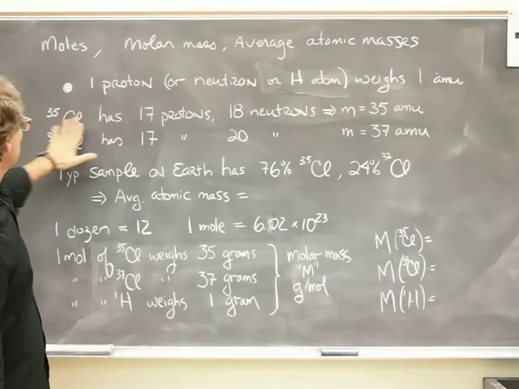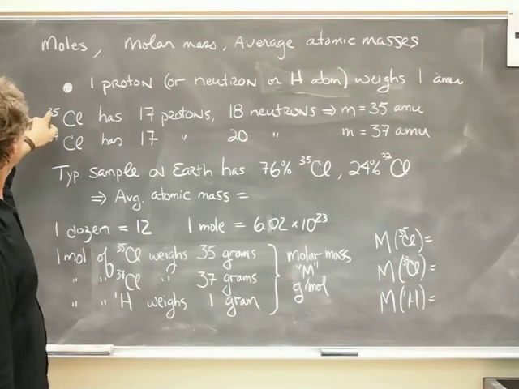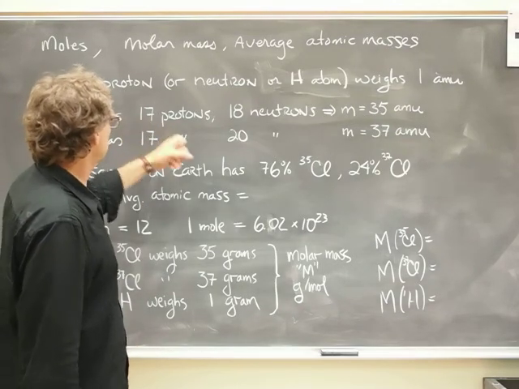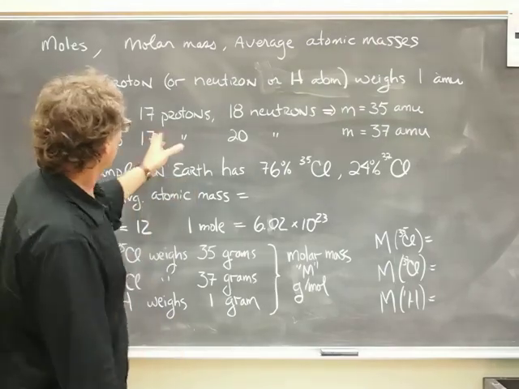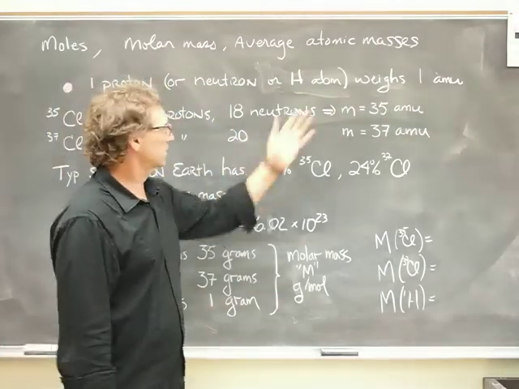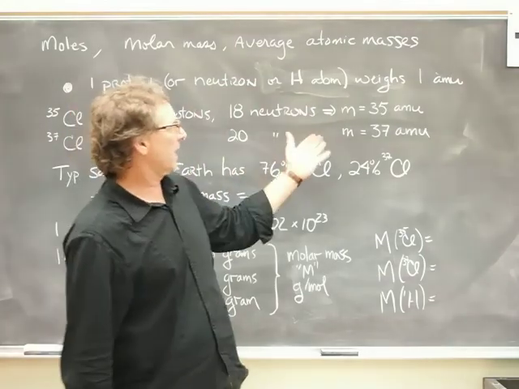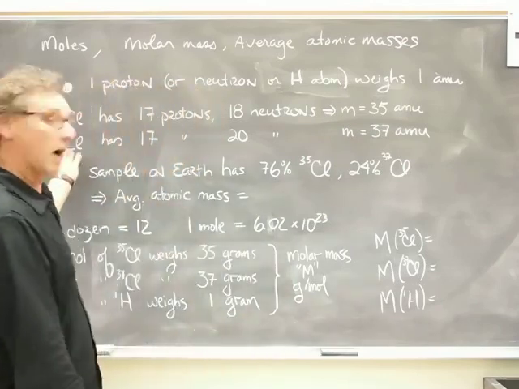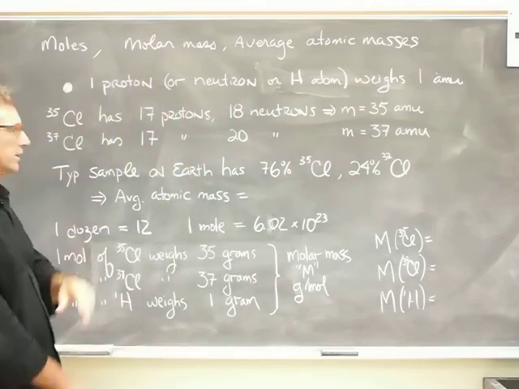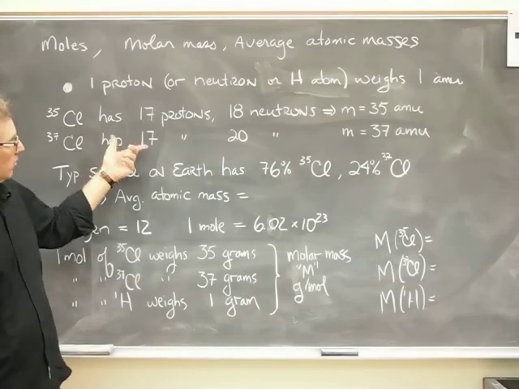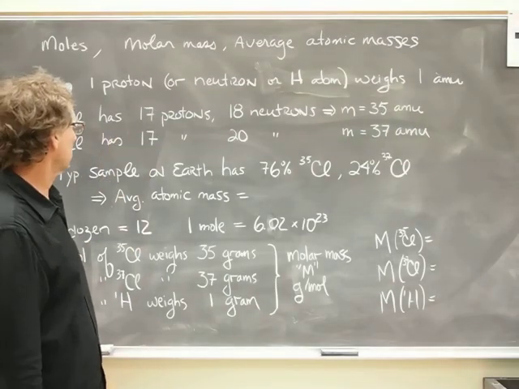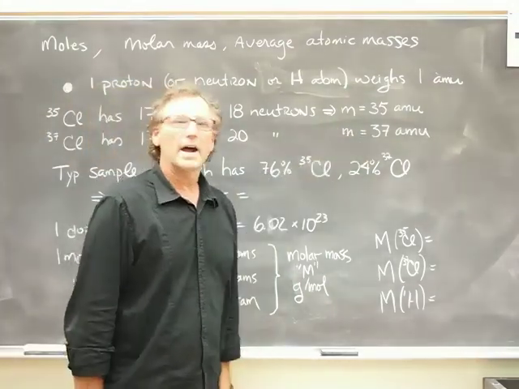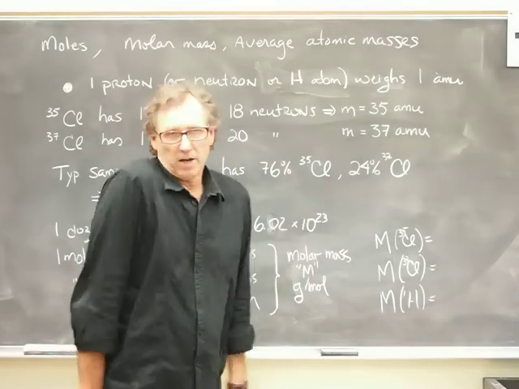So this is the nuclide symbol for chlorine-35, and the 35 means that we're thinking about an atom of chlorine that has 17 protons, that's what makes it chlorine, and 18 neutrons, which adds up to 35. So we say that the atomic mass of chlorine-35 is 35 AMUs. There's another isotope of chlorine, chlorine-37. Chlorine-37 has, of course, 17 protons, because that's what makes it chlorine, but it has 2 more neutrons, and so one atom of chlorine-37 weighs 37 AMUs.